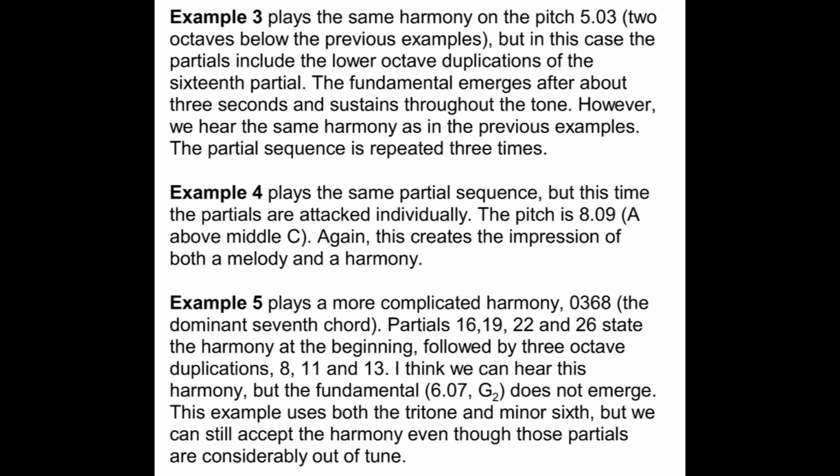Example 5 plays a more complicated harmony 0368, the dominant 7th chord. Partials 16, 19, 22, and 26 state the harmony at the beginning, followed by 3 octave duplications 8, 11, and 13. I think we can hear this harmony, but the fundamental 6.07 G2 does not emerge. This example uses both a tritone and minor sixth, but we can still accept the harmony even though those partials are considerably out of tune.